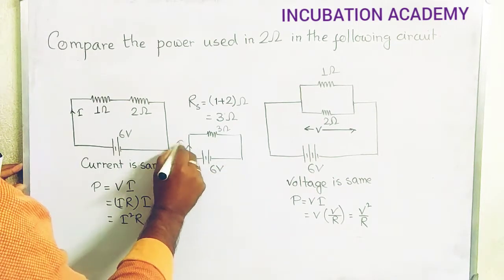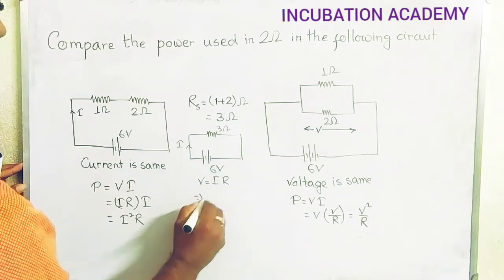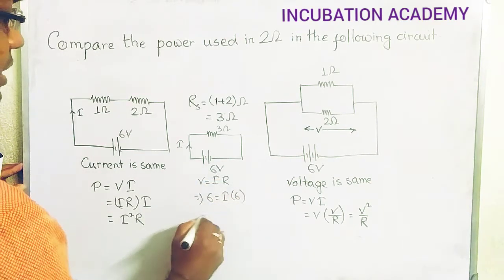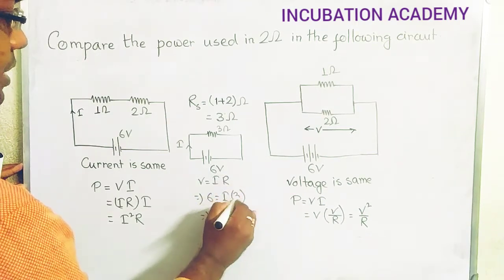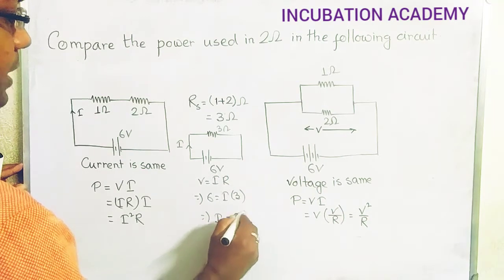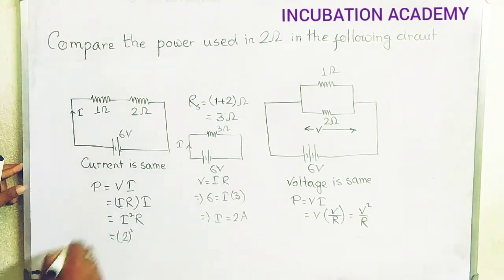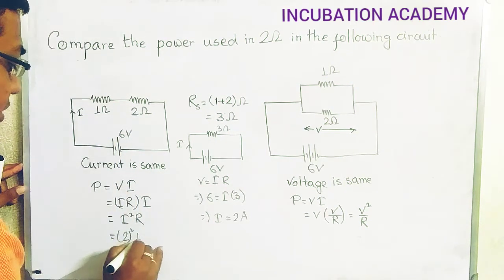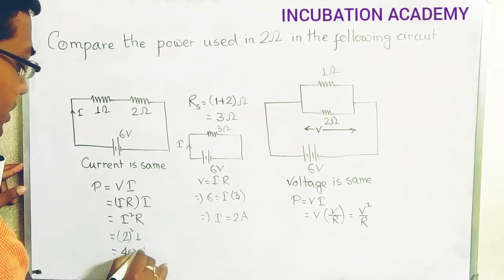What is the current flowing through it? I can easily find out by Ohm's law. V equal to IR. V is 6, R is 3. So it will be 2 ampere. So if I replace it, it will be 2 square since I try to find out the power through this 1 ohm resistor. The value of R is 1, so the answer will be 4 watt.